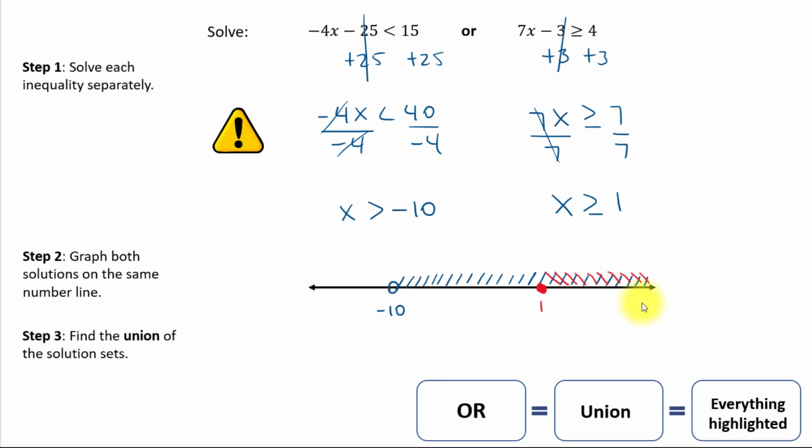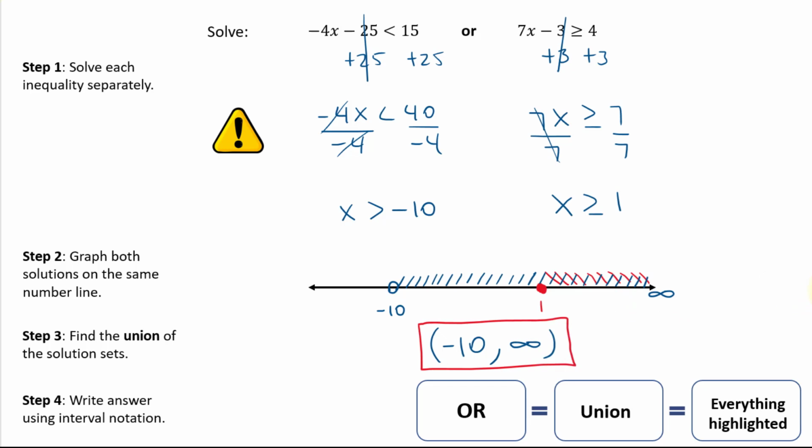I have to describe this portion of the number line using interval notation. Well, this highlighted portion starts at negative 10, and I use parentheses right next to negative 10 because of an open circle. And then it continues all the way to positive infinity. So from negative 10 to positive infinity. This is going to be the final answer. This interval represents the solution for the given compound inequality.